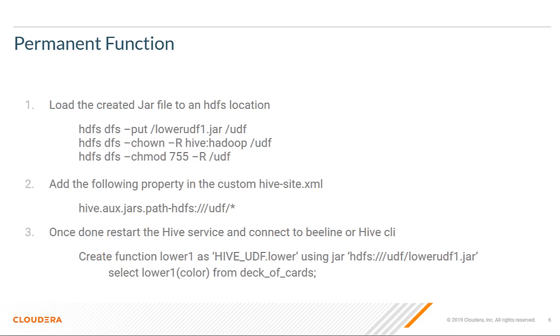And the syntax will change a little. You just remove the temporary keyword, you use CREATE FUNCTION, the name of the function, which is lower in my case, as hive_udf, which is the name of the package, dot the name of the class, which is lower over here, and then USING JAR with the actual location of the jar, which is under the UDF HDFS directory, right? And then you simply call the function the exact same way we did it in the temporary functions, right? So let me quickly show you where I have added it.